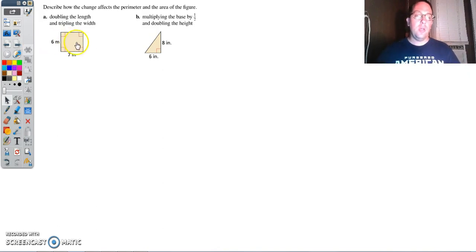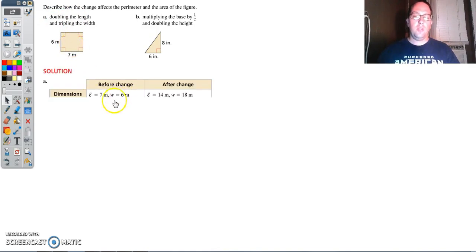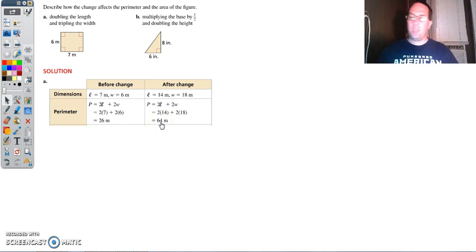All right, so on A, we're doubling the length, we're tripling the width for the rectangle here. So here's us setting up the little table. It was 7 by 6, double the 7 to 14, triple the 6 to 18. Plug this into our perimeter formulas, and we see perimeter goes from being 26 meters to now it's 64 meters. Again, not much of a pattern there.